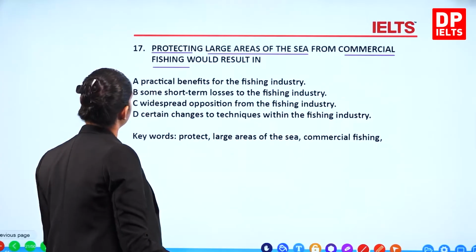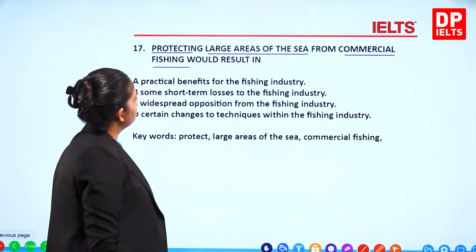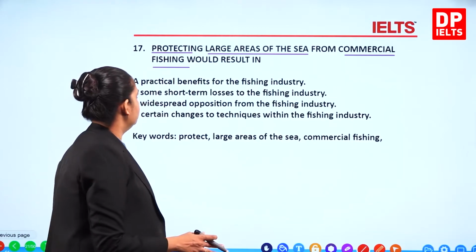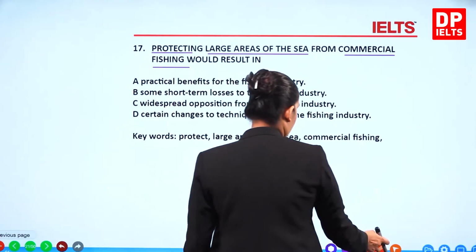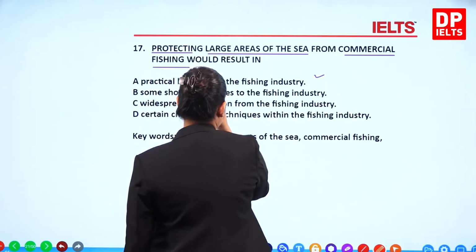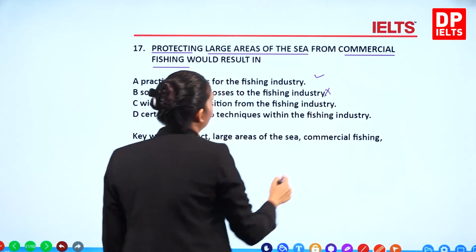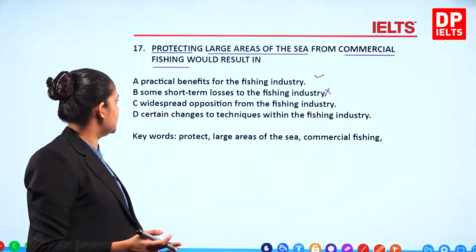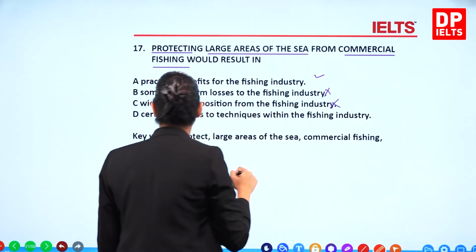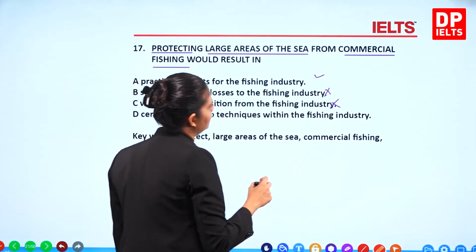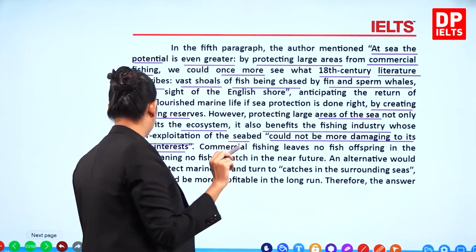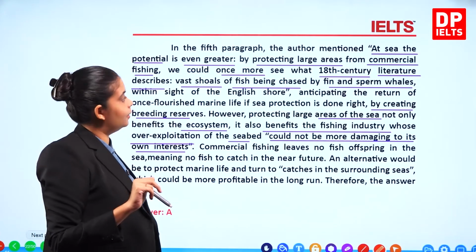Let's have a look at the answers. A. Practical benefits of fishing industry. So when you protect large areas of the sea from commercial fishing, right, definitely it would mean that yes, there's a practical benefit in terms of the fishing industry. Some short-term losses? No. In the long run, there would be no fish. That's what it tells us. Widespread opposition doesn't talk about anything like that. Certain changes to techniques within the fishing industry doesn't really talk about that. So the most appropriate answer would be A. Okay?